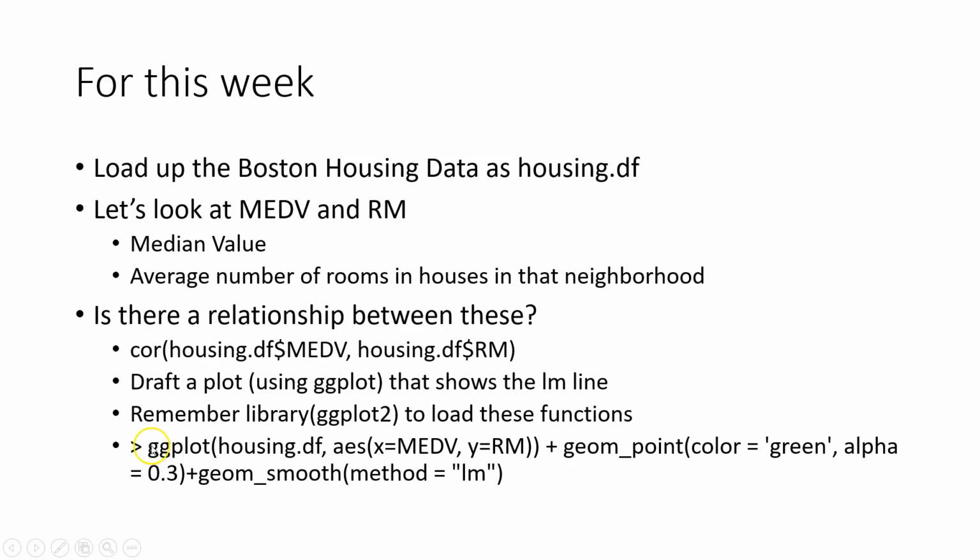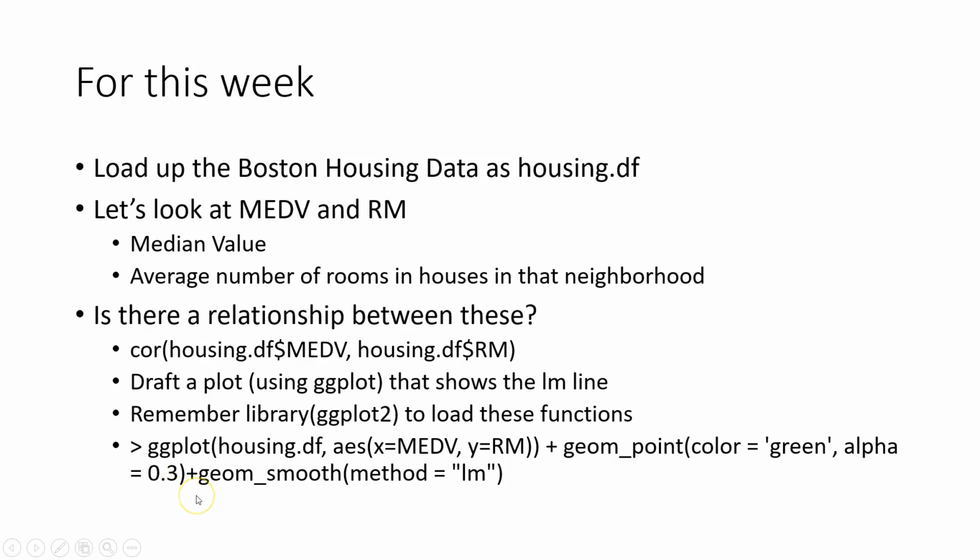But here's the command that you can use. ggplot, housing.df, aesthetics are x equals median value, y equals rooms. And you're going to have a geom_point. That's going to give you a scatter plot. Remember, the point part is the scatter plot. And you can set your data points to green, and alpha is the translucency or transparency of the data points.